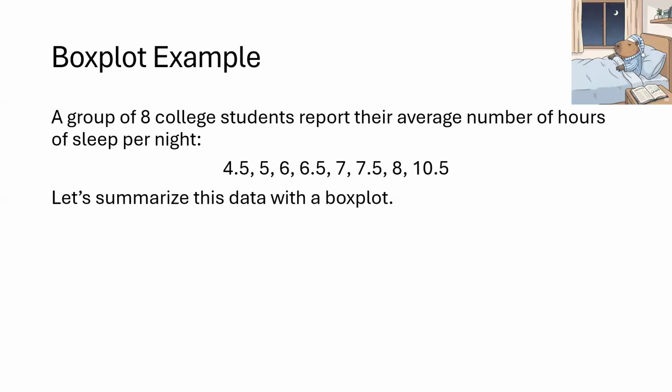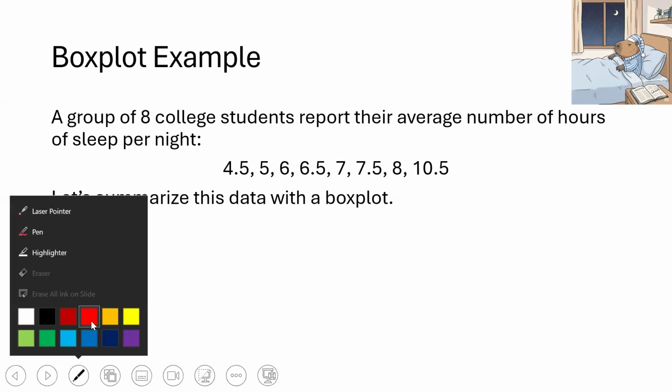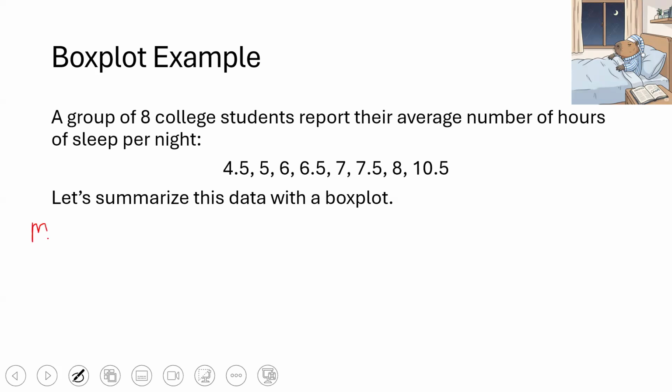All right, this time we're looking at average hours of sleep reported by 8 college students. Again, this is already ordered from lowest to highest for me, so I don't need to do that. Now, to get the 5-number summary is our first task. So we notice the minimum is the smallest number in the data set, 4.5.